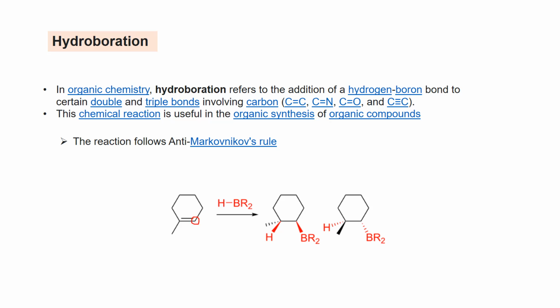This. So this will be attacked by boron, and H will attack here. So this is the anti-Markovnikov rule. If it is Markovnikov, then H will be added to the less hindered side. But in the case of anti-Markovnikov, H will be added to the more hindered side. But here it will follow the anti-Markovnikov rule.